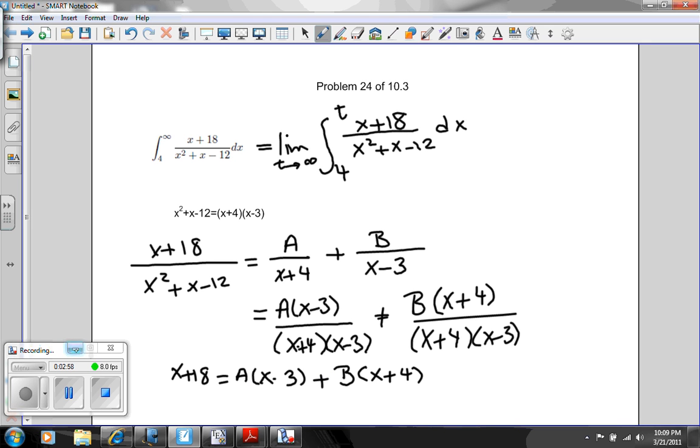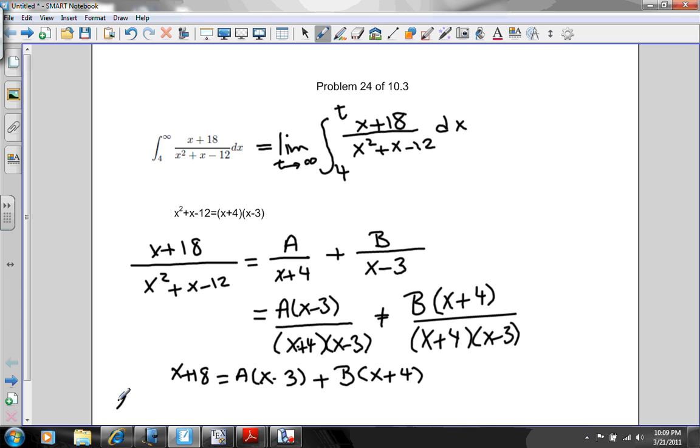You can make choices for x so that it's easy to find A and B. The first choice you should probably make is x equals 3, so substitute 3 on both sides. On this side, 3 + 18 is 21, equals A times 3 - 3, which is just 0, so we get rid of this, plus B times 3 + 4, which is 7, so we get 7B. Therefore the value for B is equal to 3.